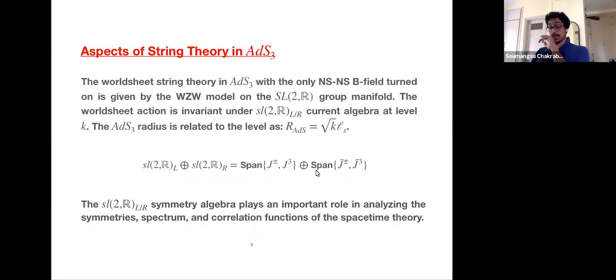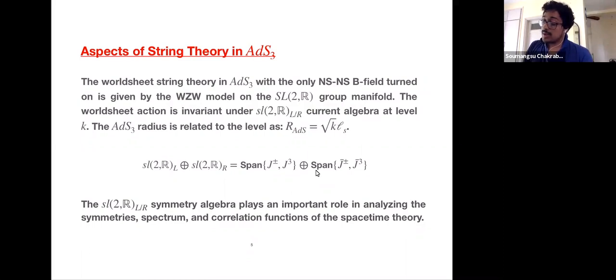Before I start talking about the coset, let me quickly give you a lightning review of certain aspects of string theory in AdS3. String theory in AdS3, when just the NS B field is turned on, with the RR sectors switched off and only the NS sector present, has a worldsheet theory given by the SL2R Witten model. This is a well-studied thing, and people have been studying SL2R Witten models for maybe more than 30 years, so it's quite well understood.